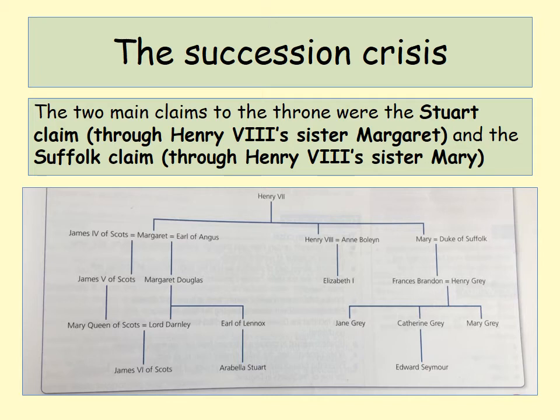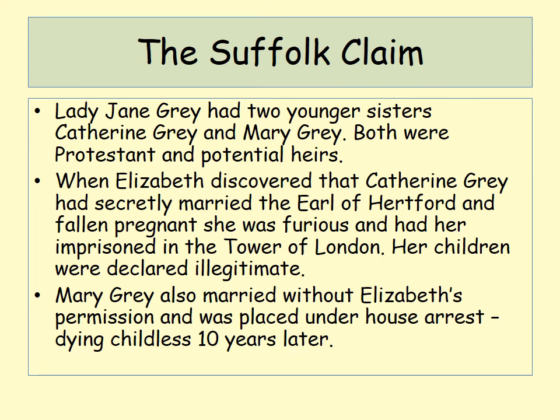And then the other claim is called the Suffolk Claim, and that goes through Henry VIII's other sister, Mary. And you can see here, that's the side where we've got Lady Jane Grey, for example. There's the two Greys there, Catherine Grey and Mary Grey as well. So that's the two different claims to be aware of. That just gives you a bit of information about the Suffolk Claim and the two Grey sisters. So you can just pause that and have a little look at what the Suffolk Claim is.